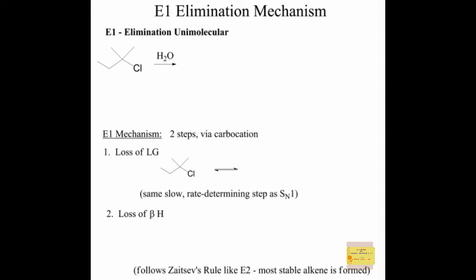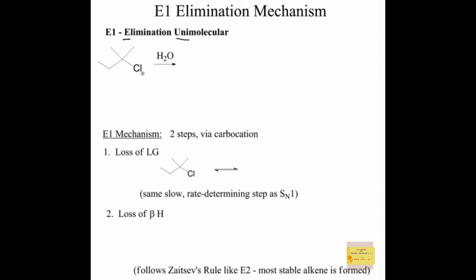So let's take a look at a second elimination mechanism. We saw the E2 elimination, which is the one-step mechanism. Base attacks a beta hydrogen, forms a pi bond, kicks off the leaving group. Another mechanism that we can have for doing a dehydrohalogenation, losing a hydrogen and a halogen, is an E1 mechanism. That stands for elimination unimolecular. Let's take a look at an example of that.